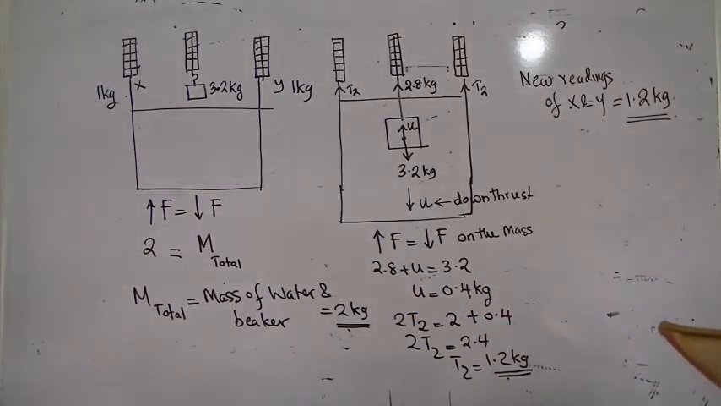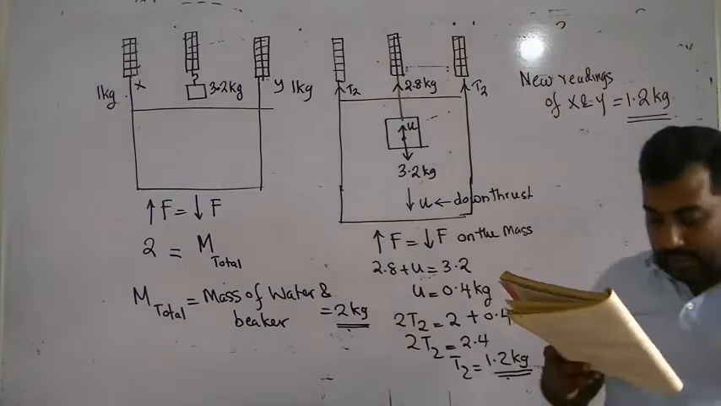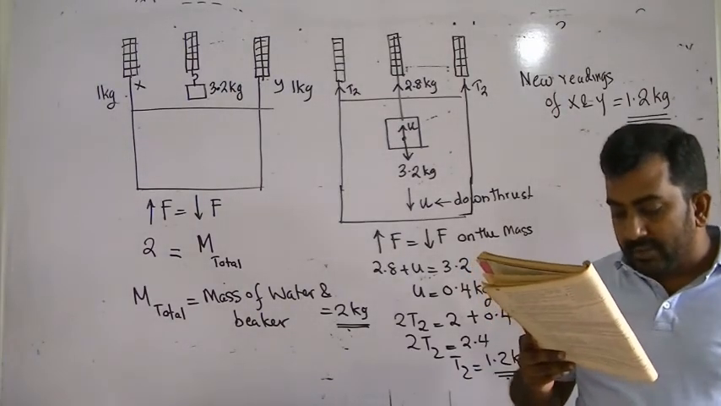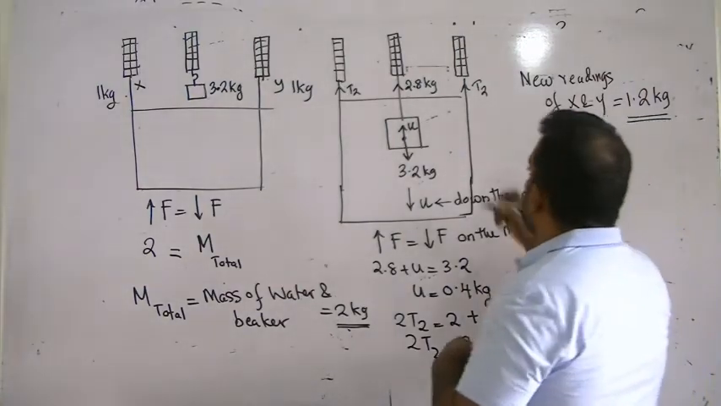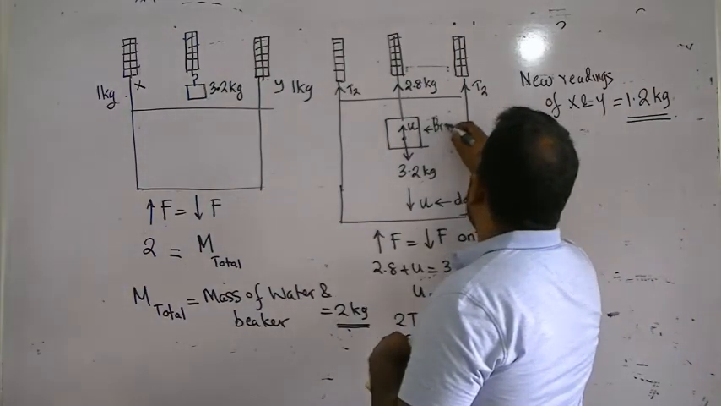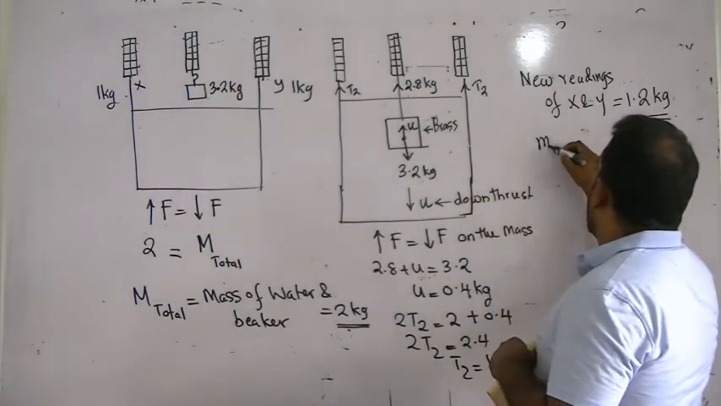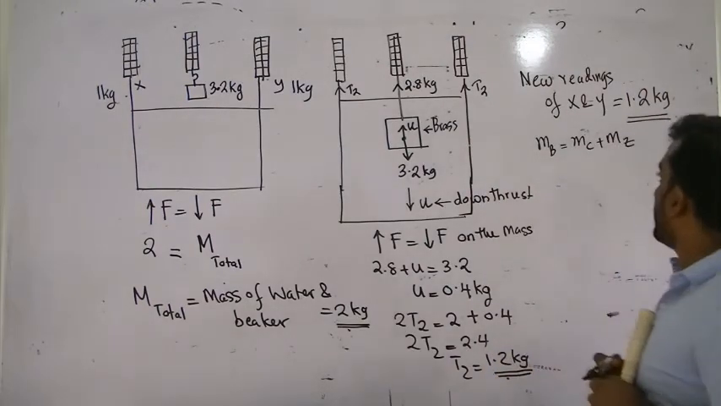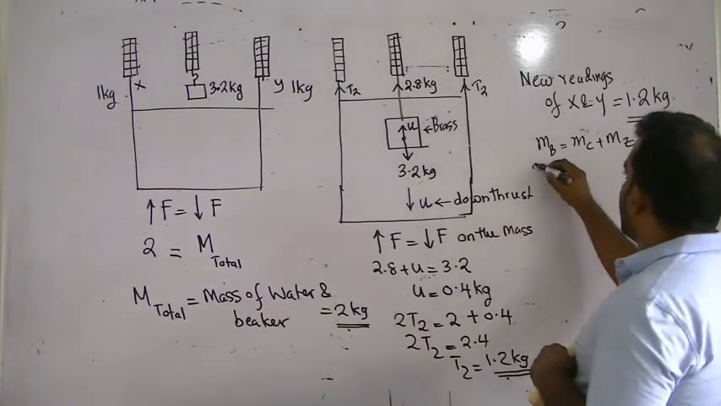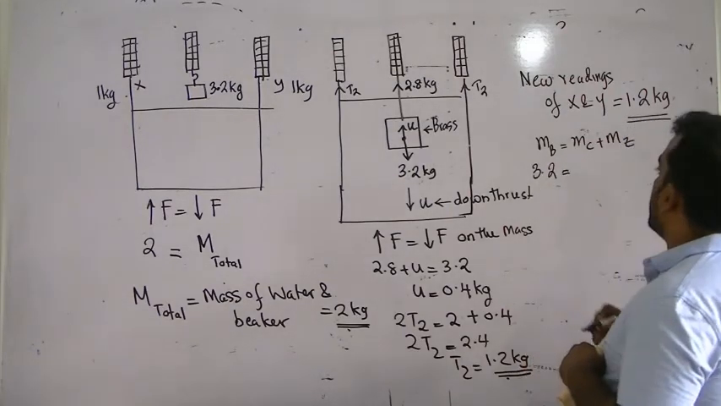Right. Next, if the brass is made from copper and zinc. Now this is brass. The mass of brass, made from copper and zinc, is 3.2 kilograms.